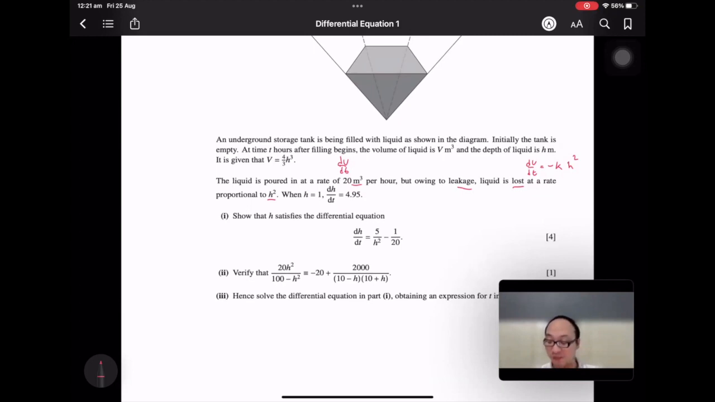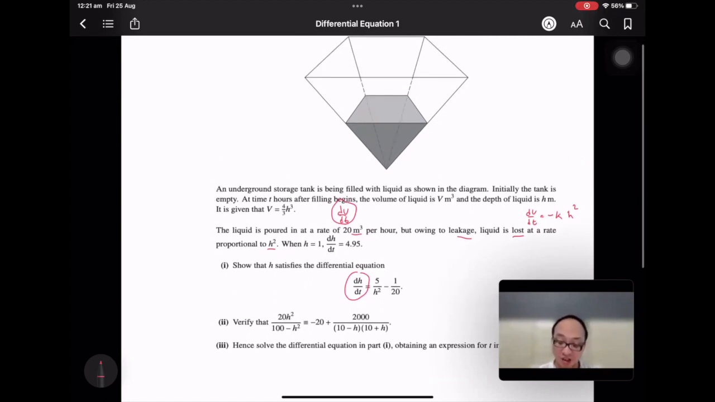In this case, again, we have dV/dt, but we have to show it in dh/dt. So using the formula V equals 4/3 h cubed, I will have dV/dh equals 4h squared.